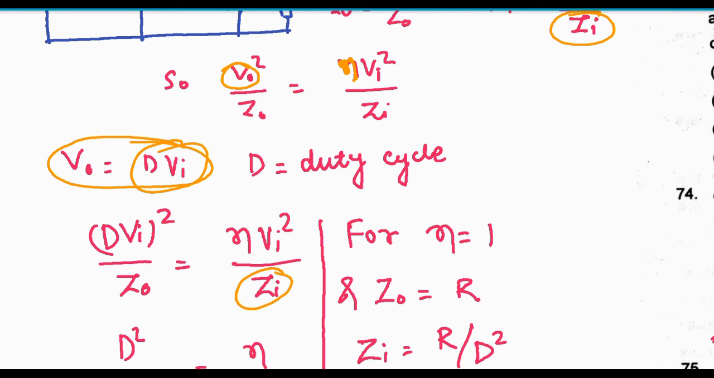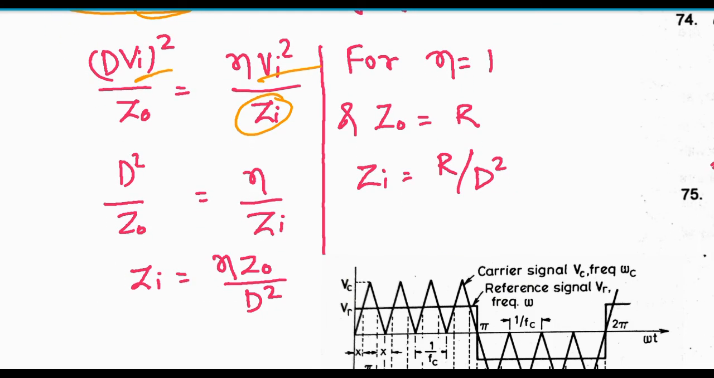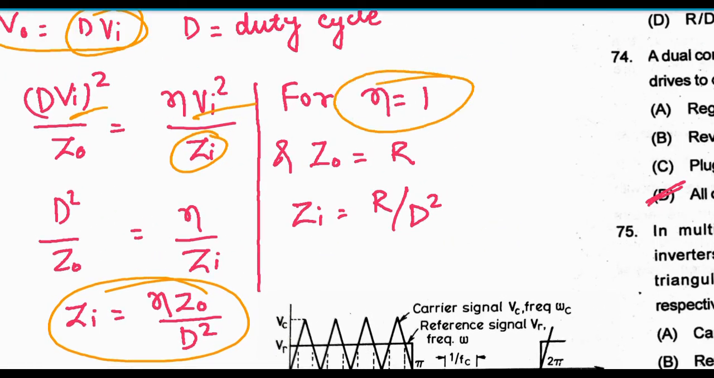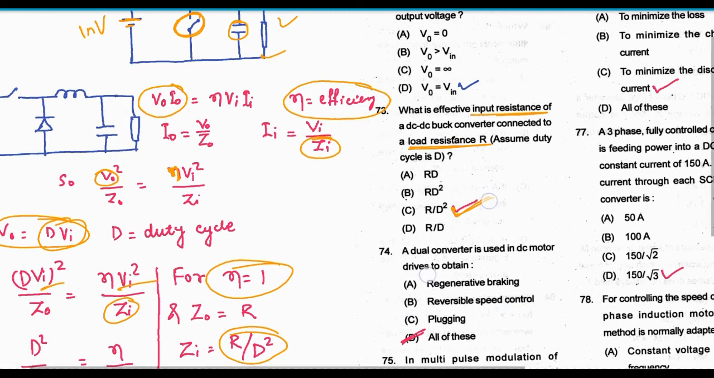So what we will get? Vi square gets cancelled, and what we will get? D square by Z naught is equal to nu by Zi. So Zi is equal to efficiency into Z naught by D square. So for efficiency to be 1, that means 100%, or Z output, that is output impedance, to be R, as given here, Zi will be R by D square. Option C here is the correct answer.